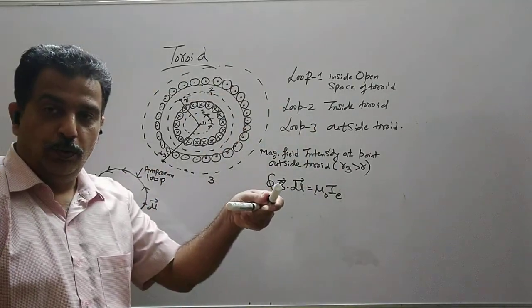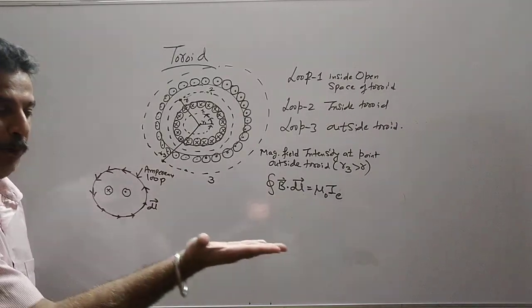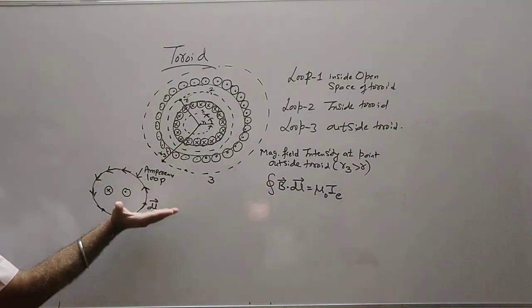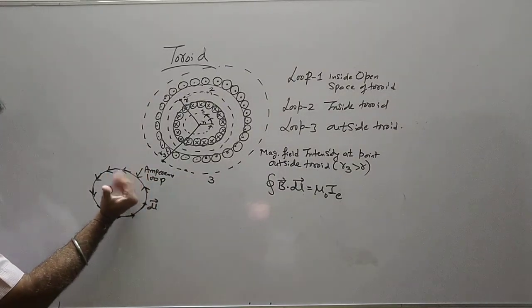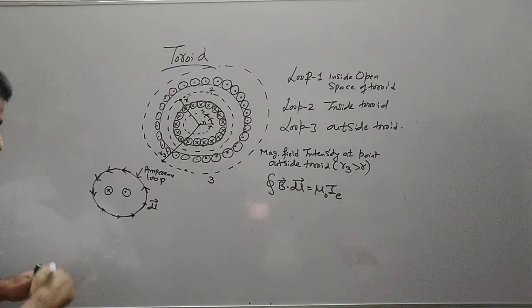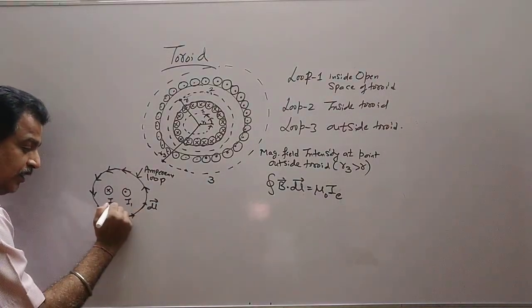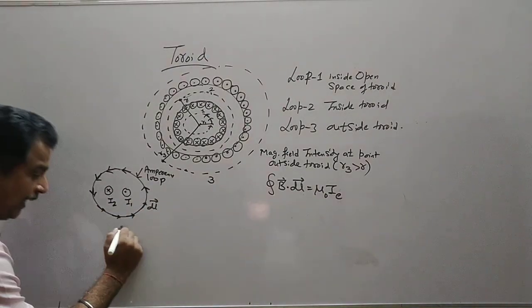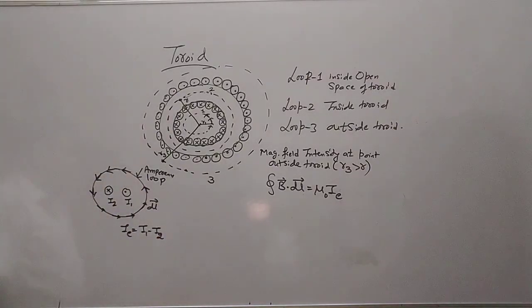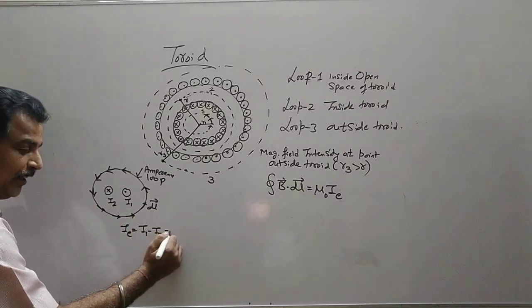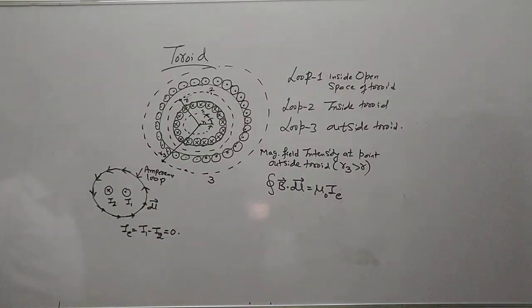Now what will I do? I will curl my fingers in the direction of the line element. If I curl my fingers, the thumb is outward. Suppose this current is I1 and this is I2. So I enclosed will be written as I1 minus I2. And if both currents are identical, what should be the total current? 0. So the magnetic field should be 0.